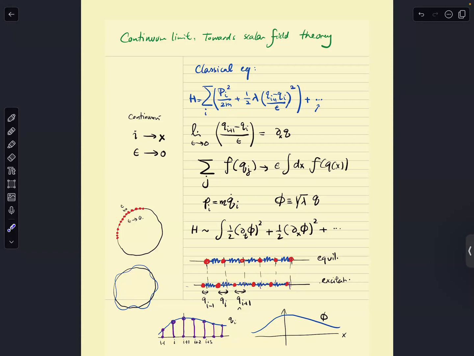We're going to define the field phi to be square root of lambda q. What was lambda? Lambda was the tension of the spring constant. With these changes of variables, your Hamiltonian looks like integral of half (del_t phi) squared plus (del_x phi) squared.